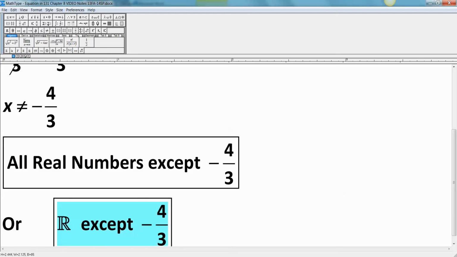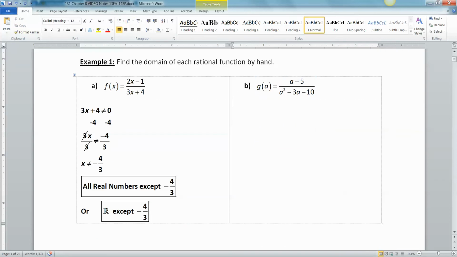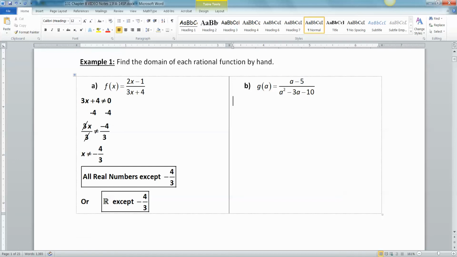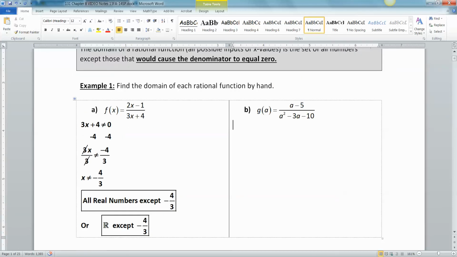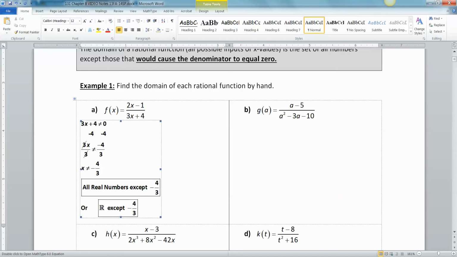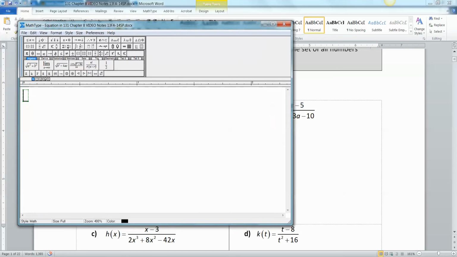Next. All right, so now for this, we need to know the domain as well. So we need to be able to solve that denominator, set it equal to 0, and that'll be all the numbers you can't have. I had to make that smaller to fit on the screen. Okay, so this denominator, a squared minus 3a minus 10, cannot be 0.